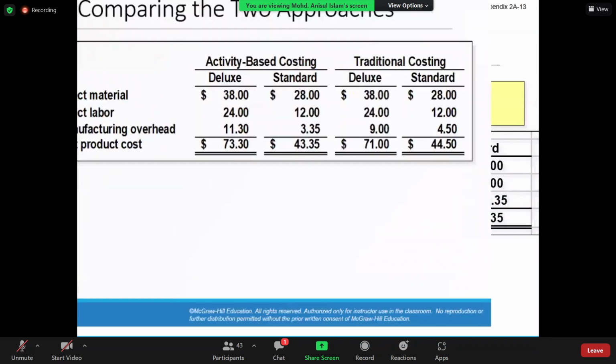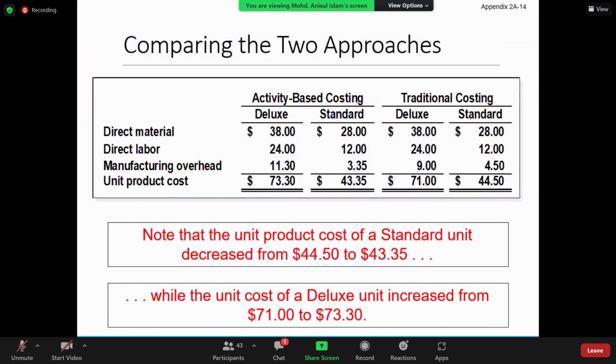Yeah, here is the comparison. When we are using the traditional costing, we had a cost for the deluxe product of 71. But when we are using the activity-based costing, we see that the cost has gone up from 71 to 73.3. But the opposite happened in the case of a standard product. In the case of a standard product, we are incurring 44.5 using the traditional costing, but when we are using the absorption costing, we see that the cost has gone down to 43.35.